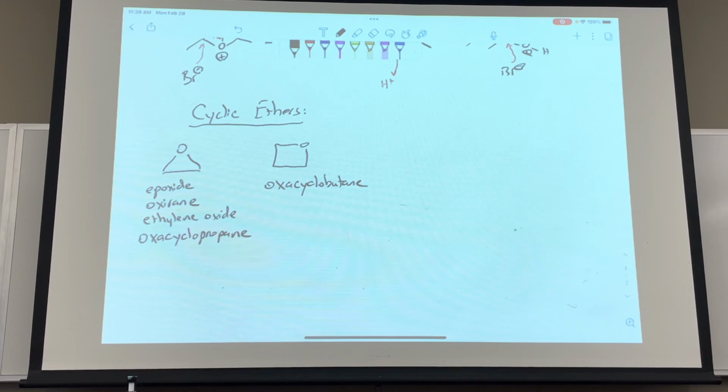Now, these also have older historic names that are non-IUPAC, like the oxirane for the three-membered ring. The four-membered goes by a name called oxetane. Moving to the five-membered, we could call that oxacyclopentane. Its older historic name is oxolane. And then finally, we've got the six-membered.